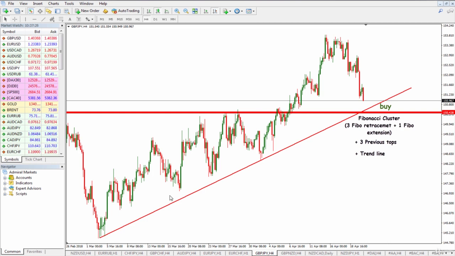Even if you don't understand something from this part, do not worry. In the last part of the course, we will practice this. We will try to find the Fibonacci cluster, combine it with the trend lines, previous tops and bottoms, the RSI indicator, and so on. It's very similar to what we have shown in this part of the course, so I hope that everything will be crystal clear to you.